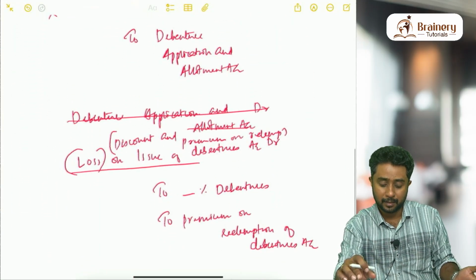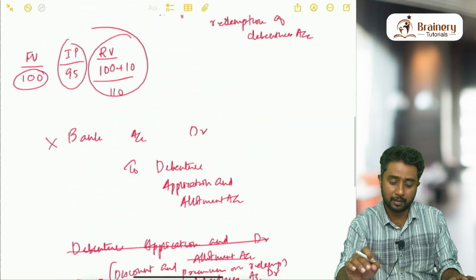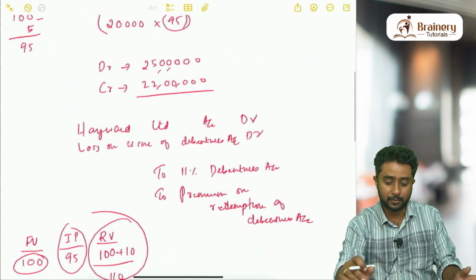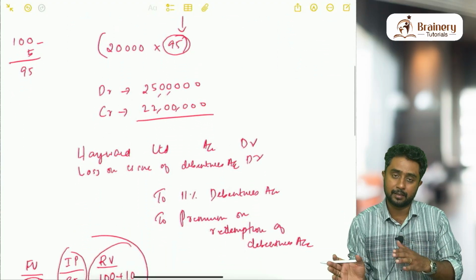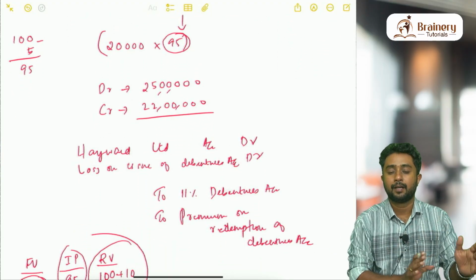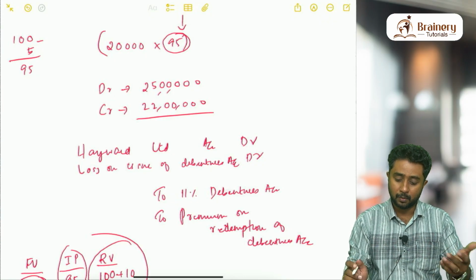Also, instead of debenture application and allotment account, we are mentioning Hayward Limited account in the second entry. So the first entry is different. In this case, the second entry is also different. In the second entry, we are just merging the part where we are considering the redemption value. Okay. So we have done it here. Now how to record it?